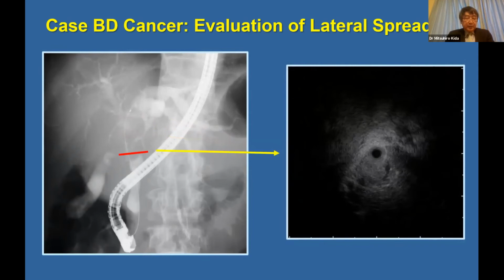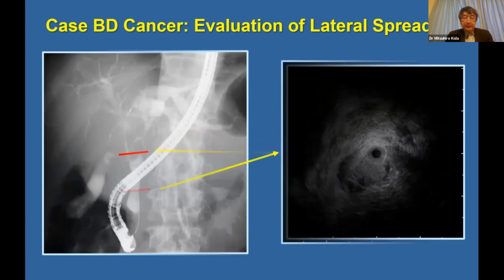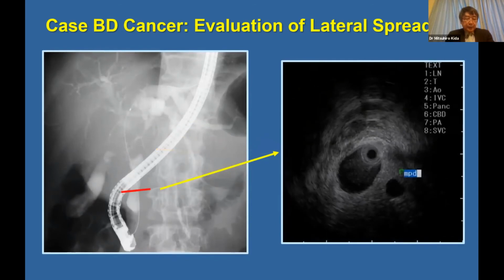This is the main part of the tumor. The tumor is embedded in the subserosa. The pancreatic bile duct looks normal. It seems there is no extension to the pancreas.